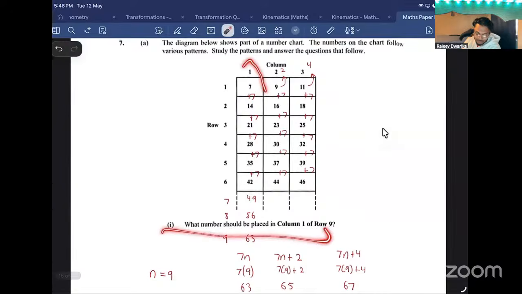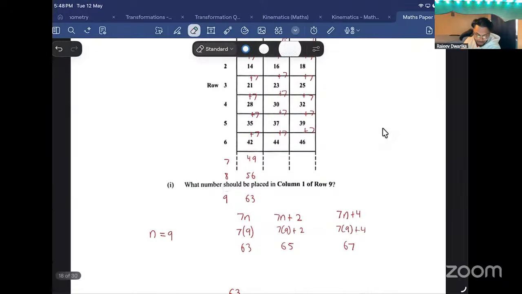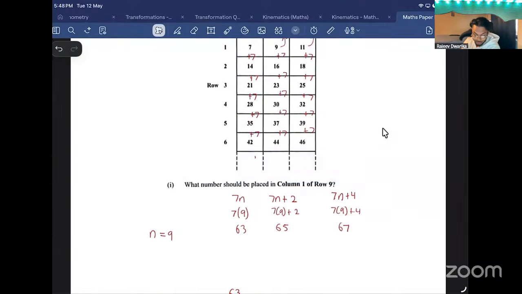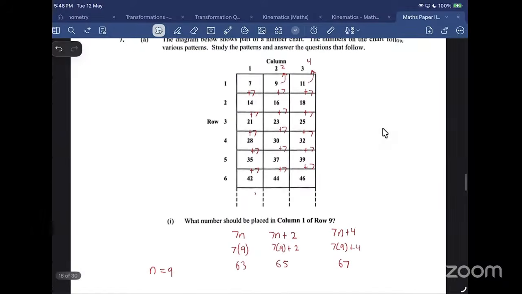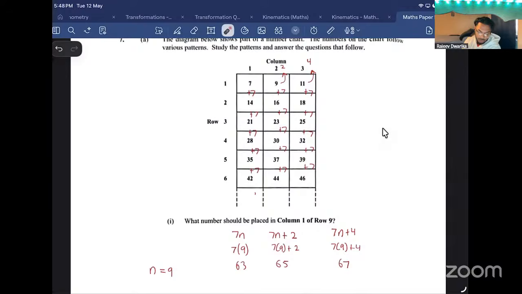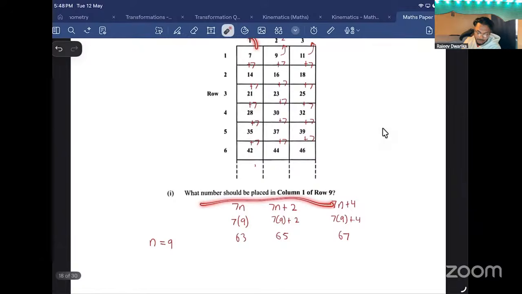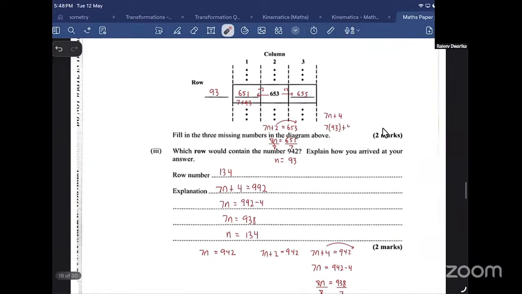The first part, guys, is just the 7 times table. Easy. And if you were an eagle-eyed viewer, you'd realize that you could also represent general relationships for this. The first column would be 7n. The second column would be 7n plus 2. The third column would be 7n plus 4. We didn't have to do all of that for the first question. The answer was just 63, because they asked for the number in column 1 of row 9, which is 9 by 7, 63. I wouldn't say this was hard either.